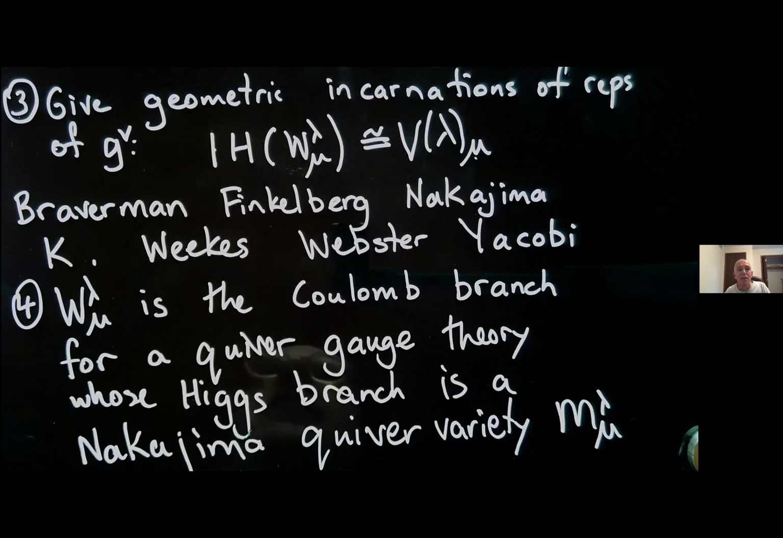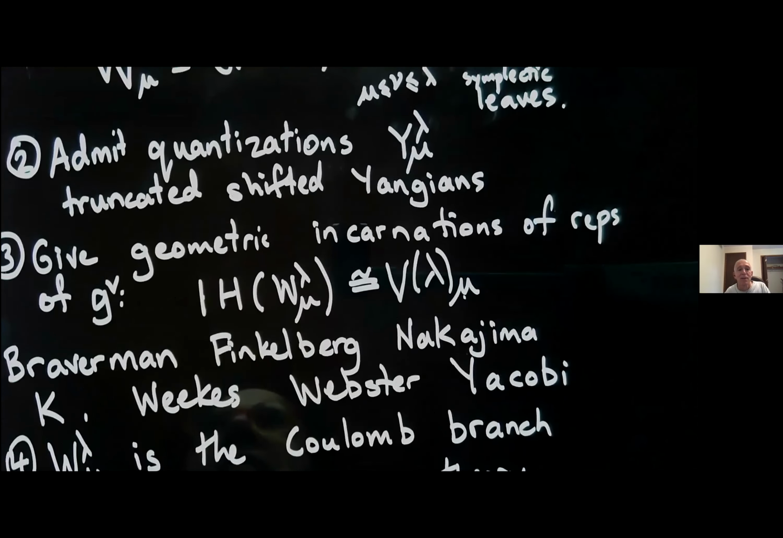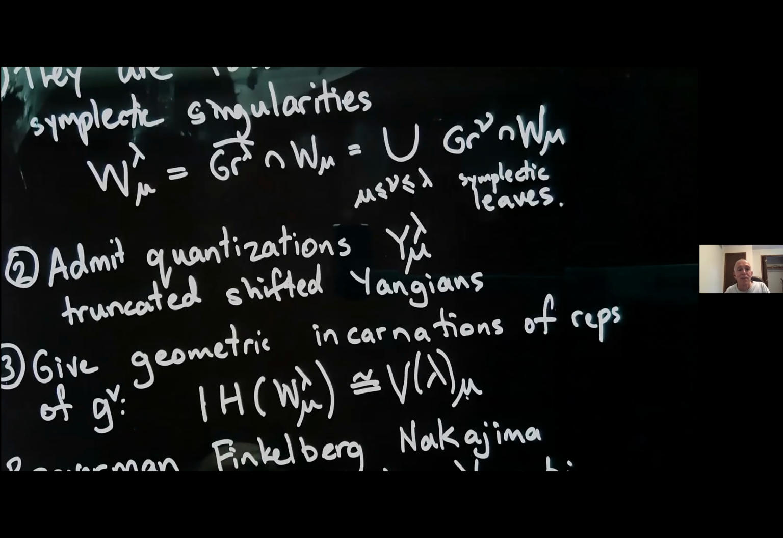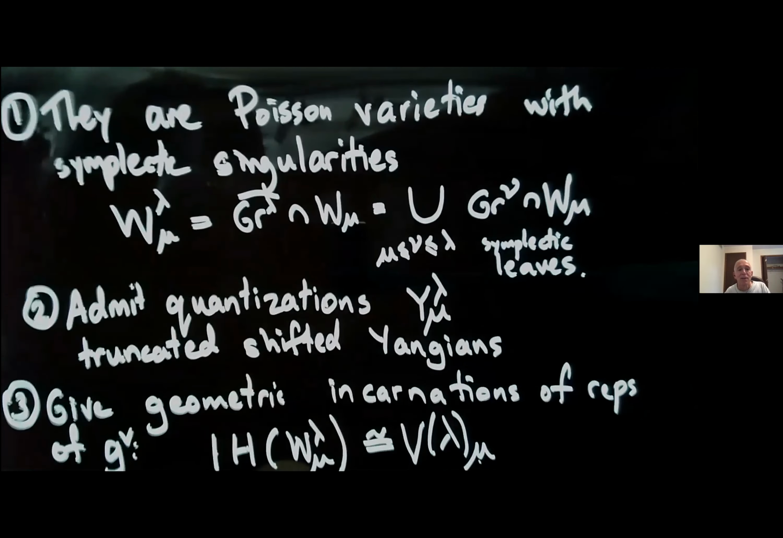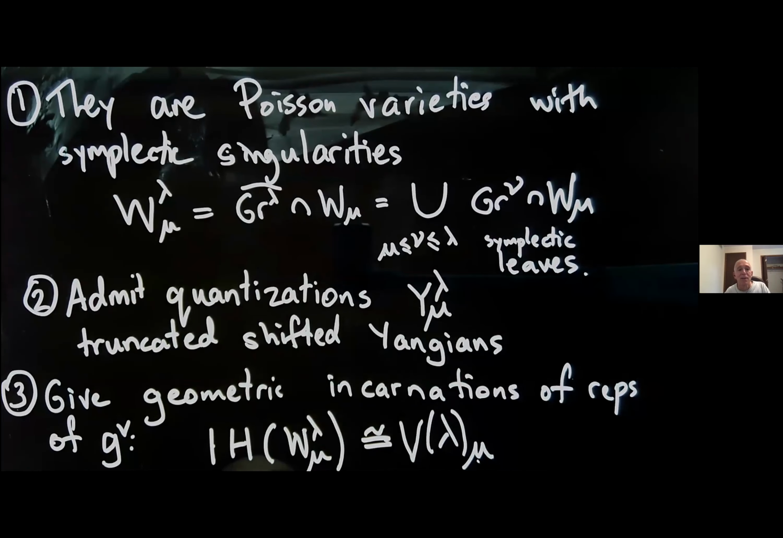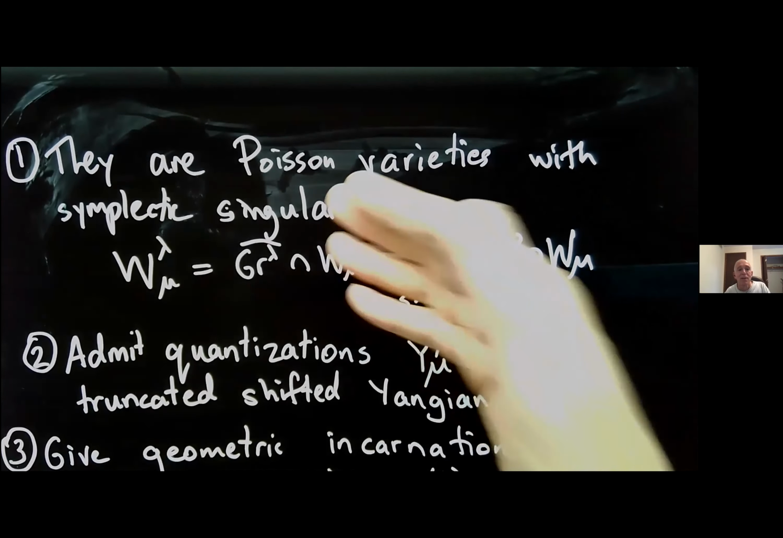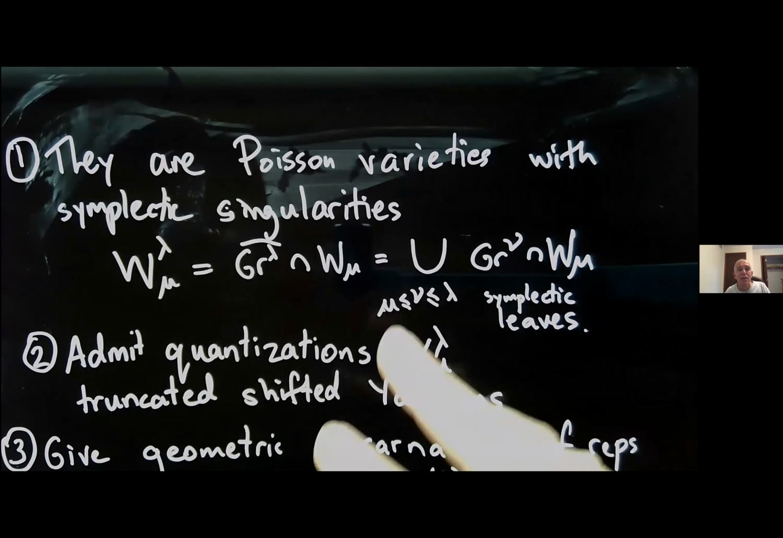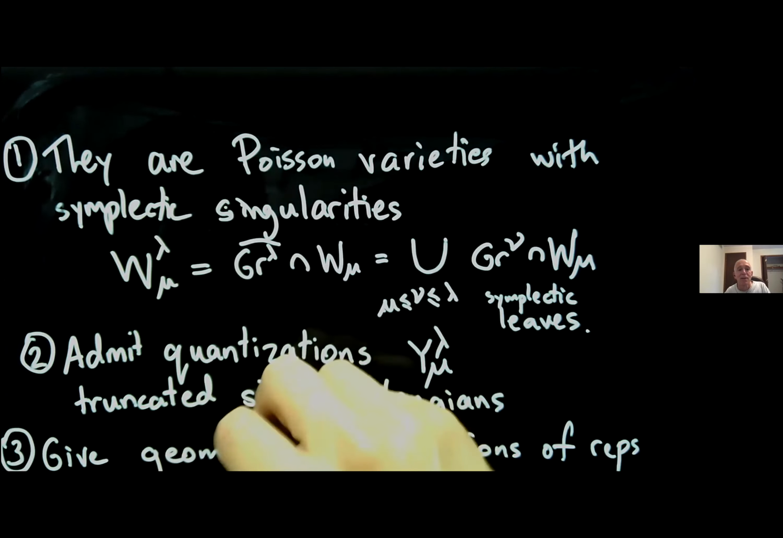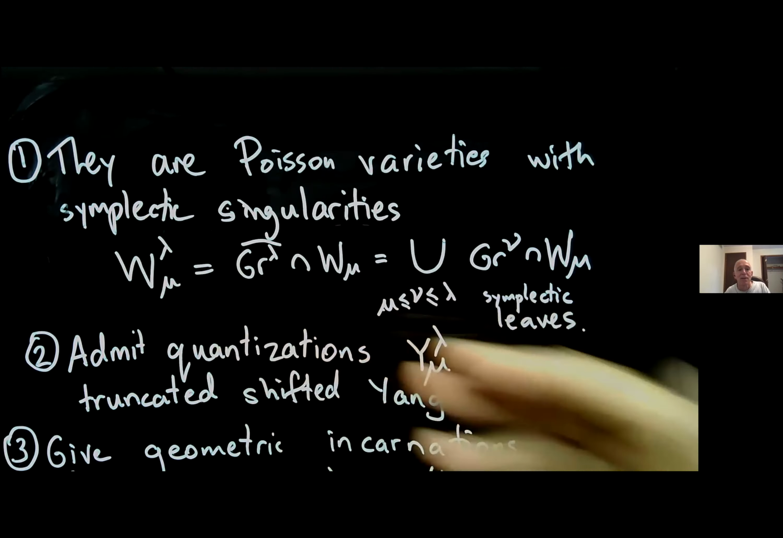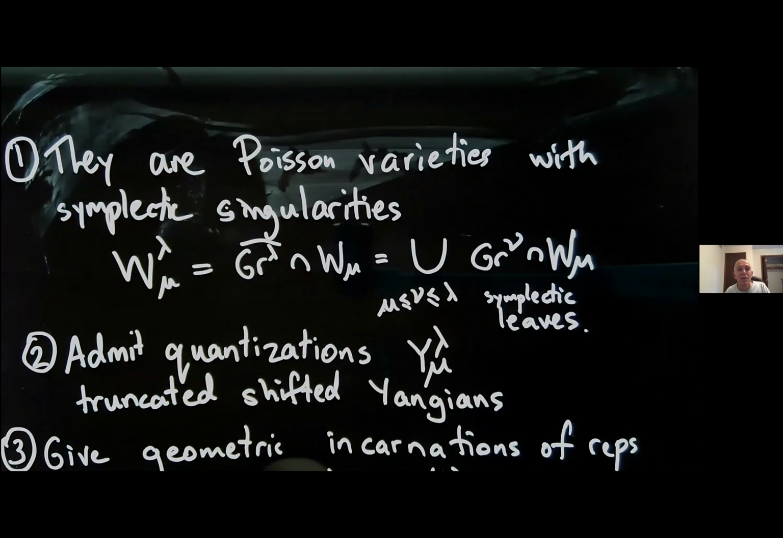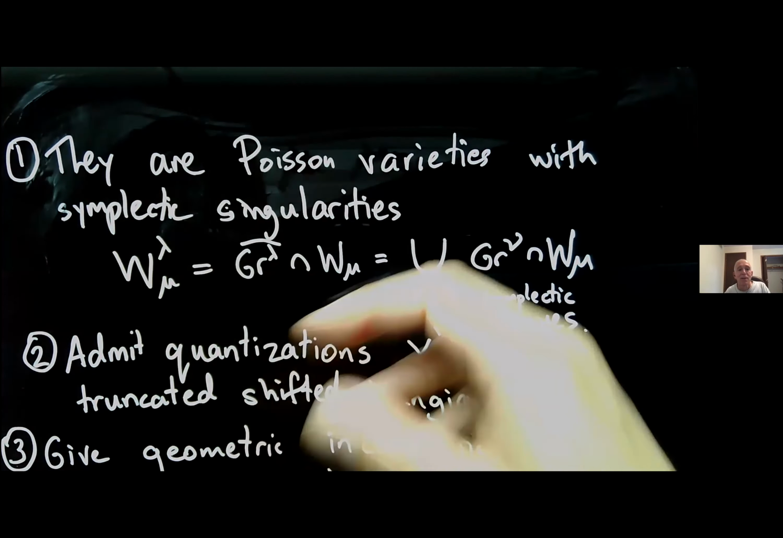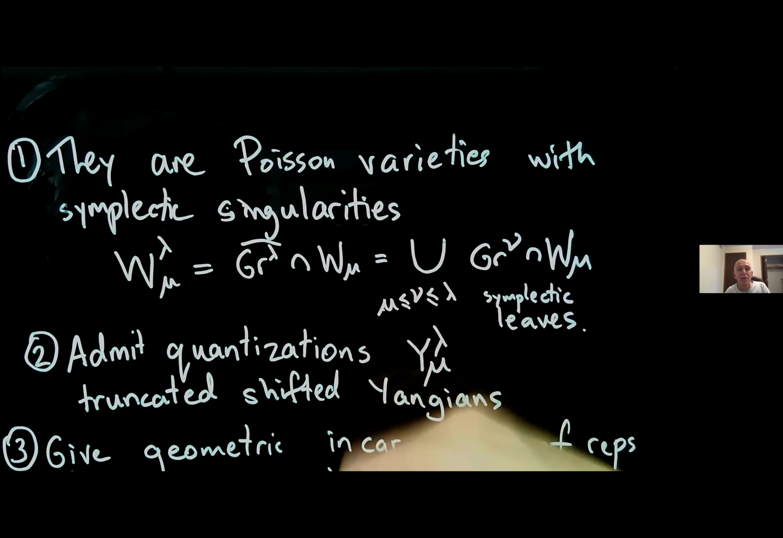Yeah, property 2 seems to be kind of separate from the rest, the fact that they admit quantizations. Well, property 2 is in some way a formal consequence of property 1, because there's a general theory of quantization of symplectic singularities, which says that there's a unique family of such quantizations. So in some sense, the existence of these quantizations is not a property. What I mean by property 2 is that we can actually explicitly write down these quantizations and relate them to the Yangians.